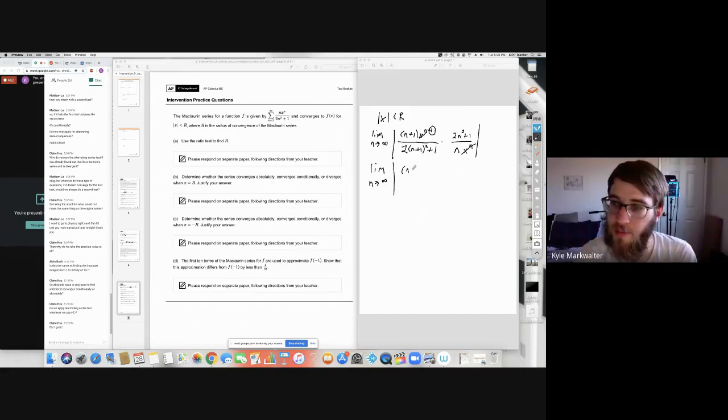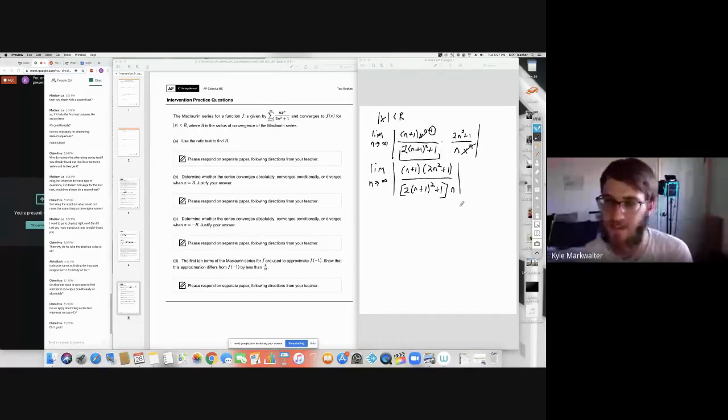So what I have left up here, I have n plus 1. It couldn't cancel with anything. Times 2n squared plus 1. Over the denominator of my first part would be 2n squared plus 1 times n. Notice I put brackets around this part because it's multiplying times n. Ooh, we got lots of n's and stuff.